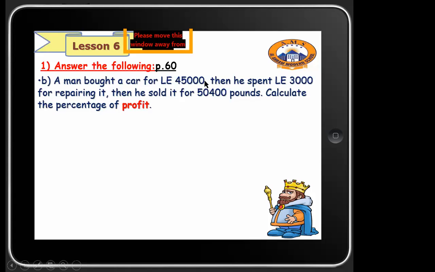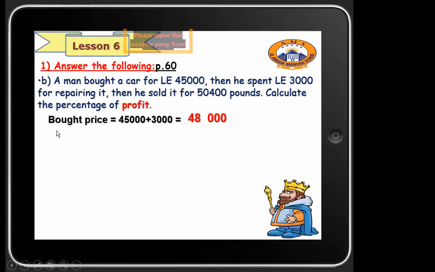The first thing here: the man bought a car and he spent money on it. That means the car needed to be prepared, needed to be fixed. So the buying price is going to change. We add the amount that he spent on preparing the car to the buying price. Because he bought it for 45,000 and spent another 3,000 to prepare it, the bought price becomes 45,000 plus 3,000, which gives you 48,000.